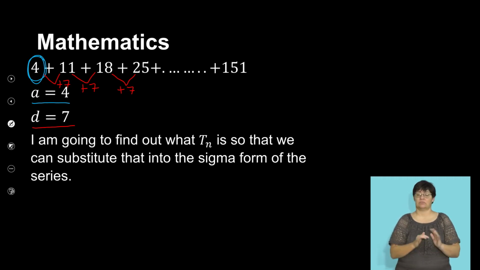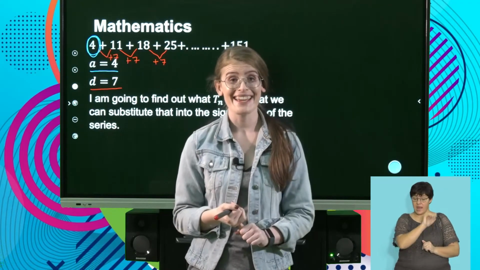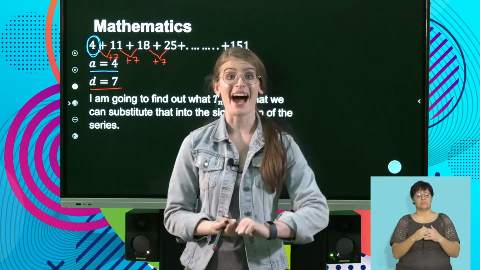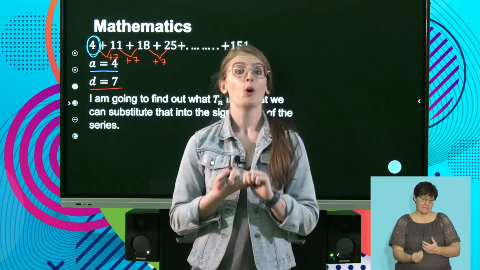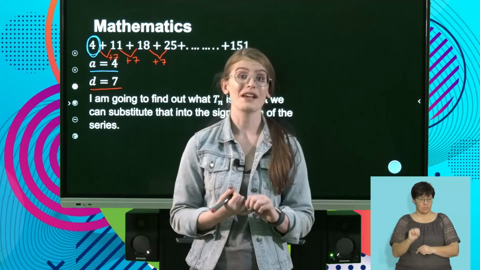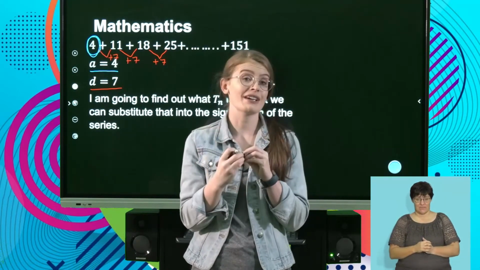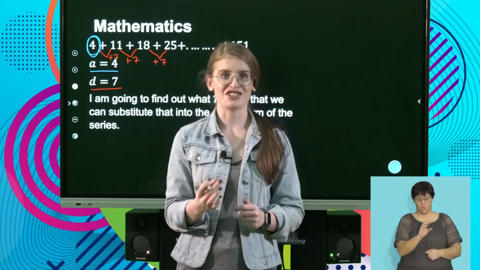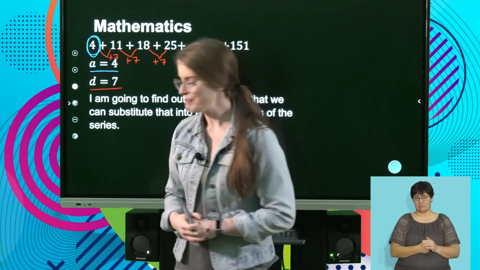Wonderful, guys. So I hope that everyone can see that because I now have my A as well as my D, I can actually find my Tn or my nth term. Why do I want my nth term? My nth term always goes to the right of my sigma sign. So figuring out what my nth term is allows me to substitute that into the sigma notation. Let's find the nth term together.